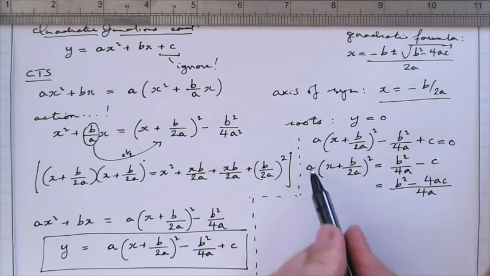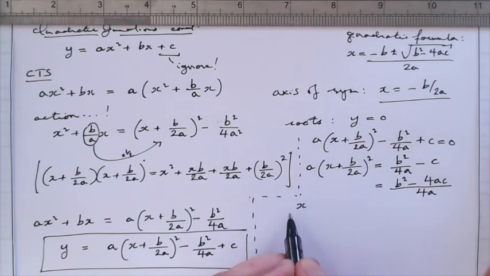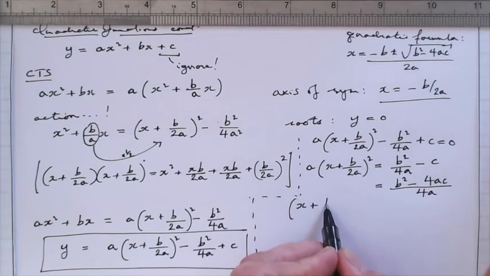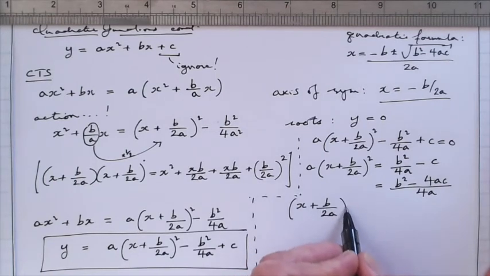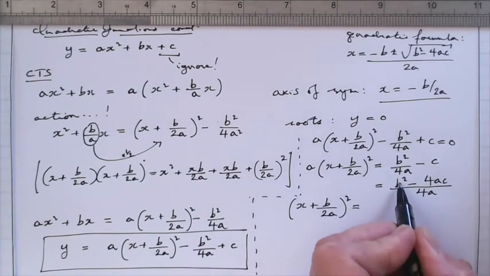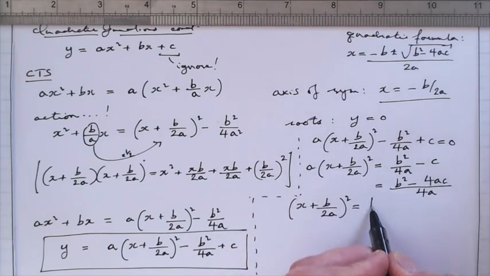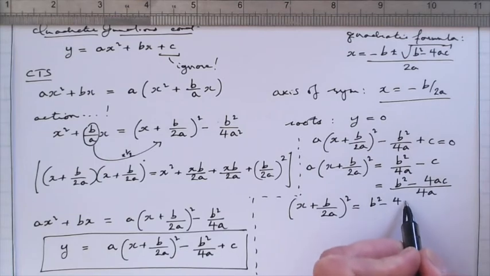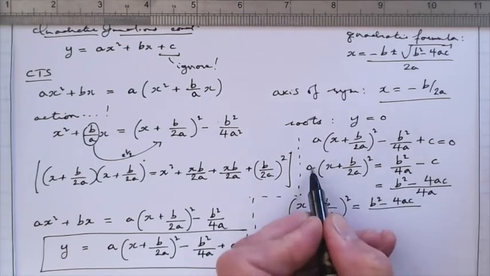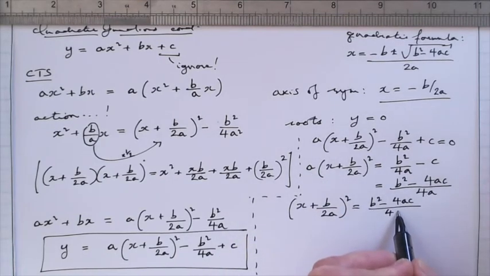Let me divide by a. Get rid of that. So I then have x plus b over 2a all squared equals this divided by a. That's going to come downstairs. So I have b squared minus 4ac. This a comes downstairs, and I have 4a squared.